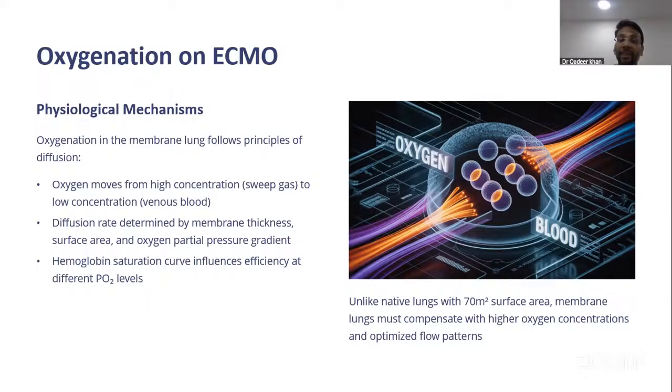Diffusion rate is determined by the thickness of the membrane, the surface area, and the oxygen partial pressure gradient. As we know from the PO2 and oxygen dissociation curve, in the steeper part of the curve even a small change in PO2 can increase the hemoglobin saturation, but in the flatter part there is not much change even after increasing the oxygen. The factors which affect the oxygen dissociation curve apply here also. If we have acidosis, there will be a decrease in oxygen delivery to the tissues. Unlike the native lungs, which have about 70 square meters of surface area, the membrane lung must compensate with a higher oxygen concentration. That's why we need larger blood flows to improve the oxygen content.